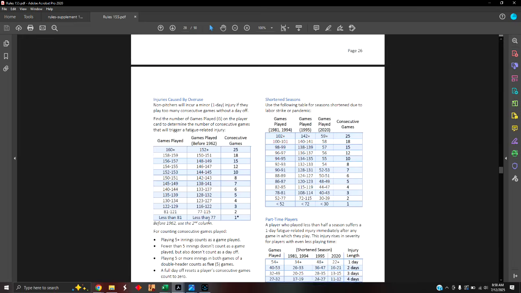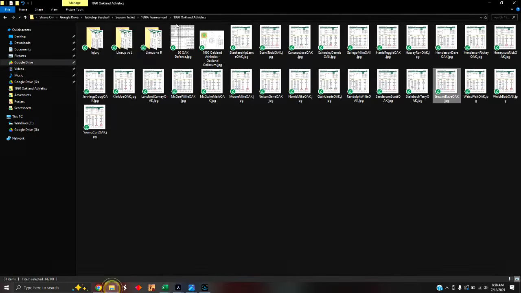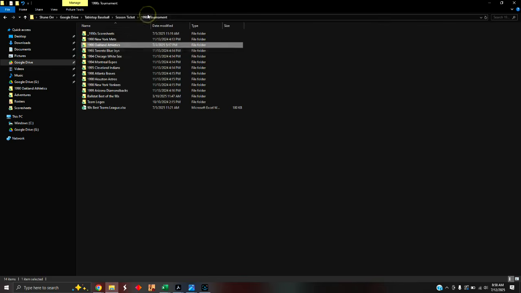Let's talk about injuries caused by overuse. So this is another example of things. If you're trying to do a season replay and you want to make sure players play a realistic number of games, you don't want to abuse the player that got called up in September, and he went on a tear, and it isn't really indicative of his actual ability.